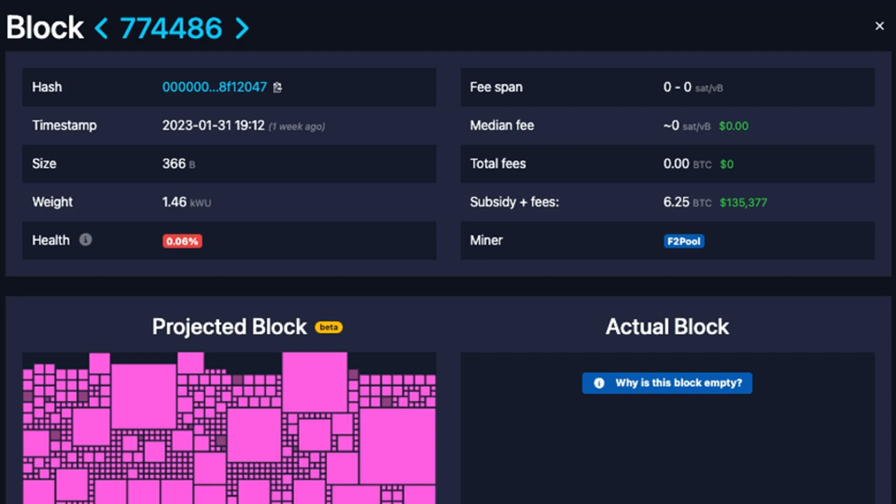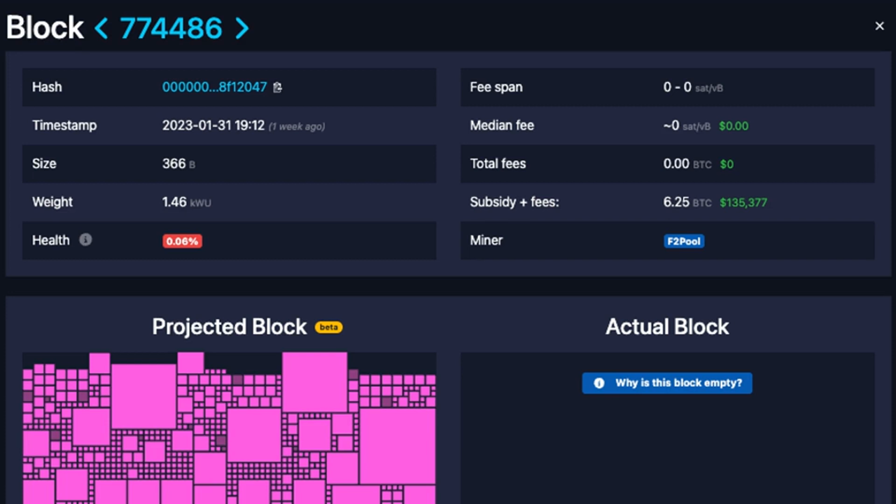At block height 776,339, nodes across the network verified a completely empty block. The block was added to the Bitcoin blockchain with zero included transactions, leading to some confusion among the crypto community. So, what exactly is an empty block, and how does it happen?